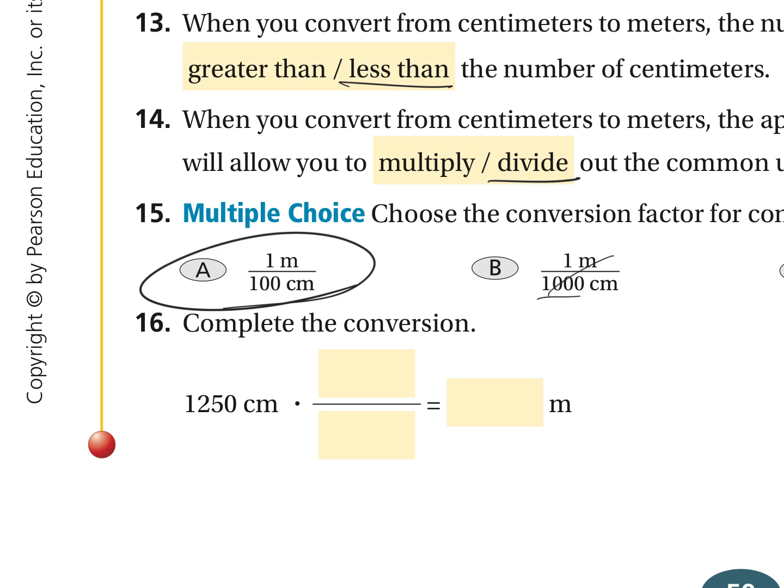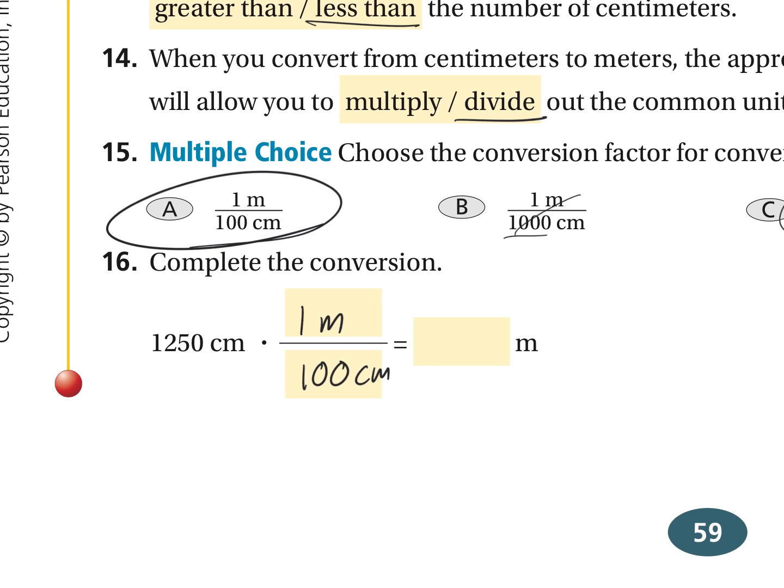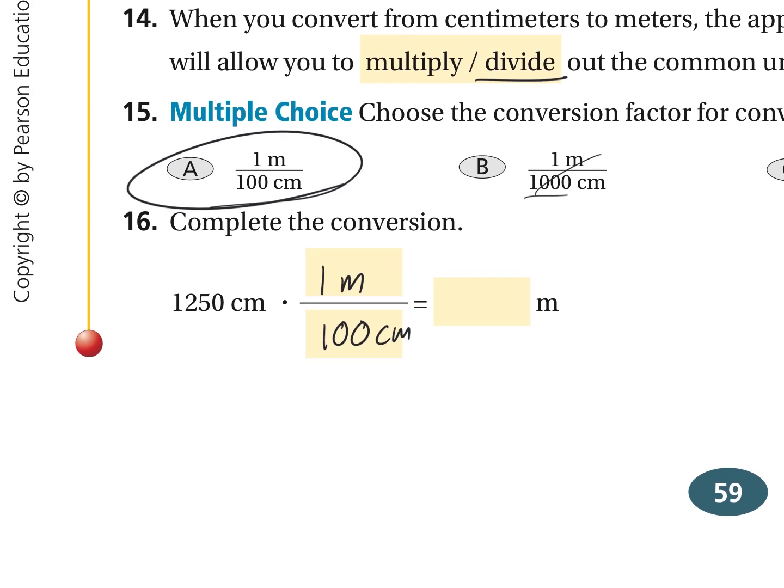So let's complete this conversion. We want to convert 1250 centimeters to meters. We want meters, so let's keep meters up top. So 1 meter divided by 100 centimeters. Keep in mind this doesn't change our value. And now we can multiply straight across.